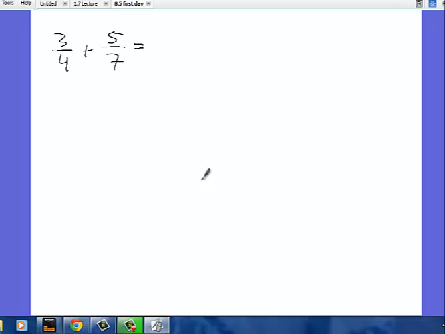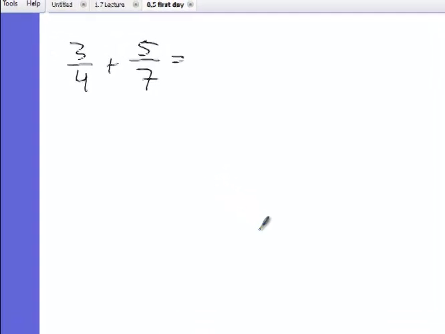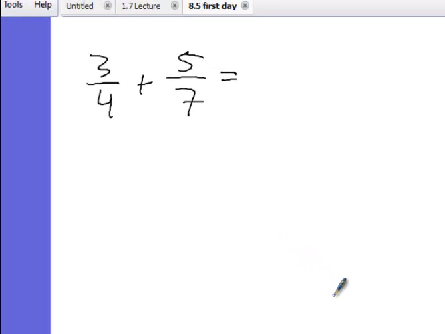So if you take a look up here, we have 3/4 plus 5/7. Do the denominators match? No, so I have to get the denominators to be the same value.